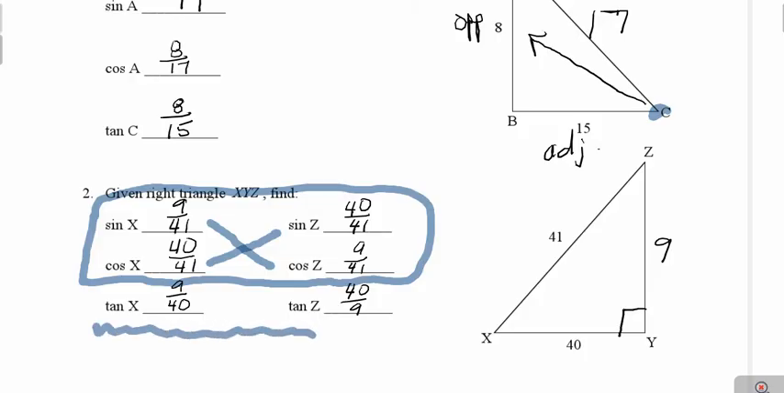And then something else to keep in mind with the tangent of the two angles is notice that they are just the reciprocal of each other. So that's just something to keep in mind whenever it's asking for the sine or cosine, just in case you were noticing a pattern there.